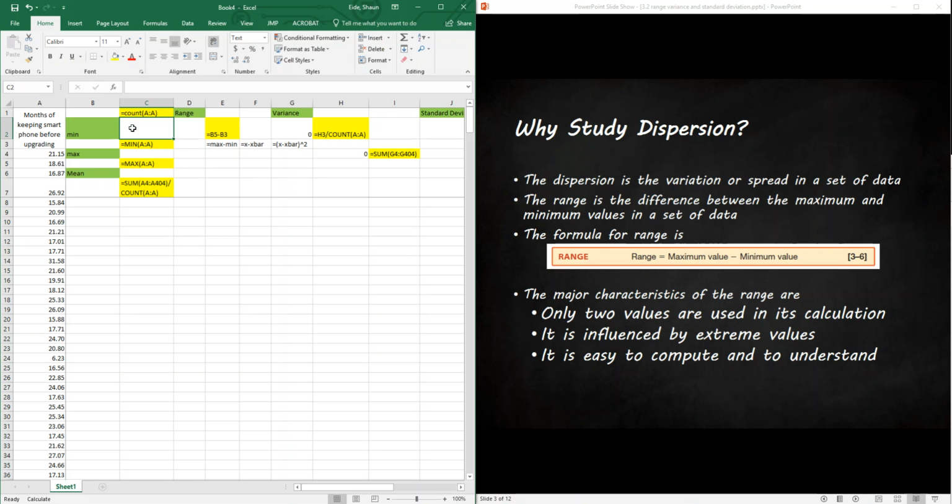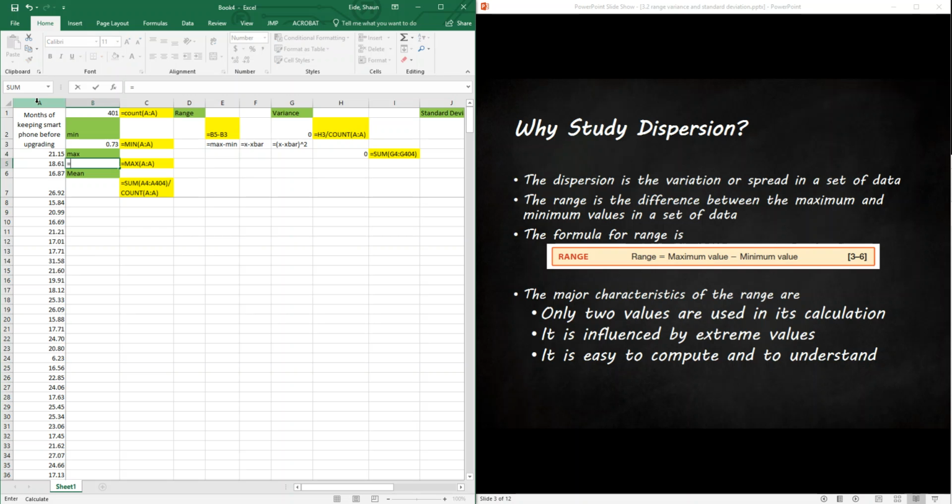So let's first take a look at the minimum. Well, let's look at count first. Equals COUNT, and the formula counts everything that is a number. There are a total of 401 records, or 401 observations, that we're looking at. And now let's look at the minimum. Equals MIN returns the lowest number. So there's one individual who only kept their smartphone for 0.73 months before upgrading.